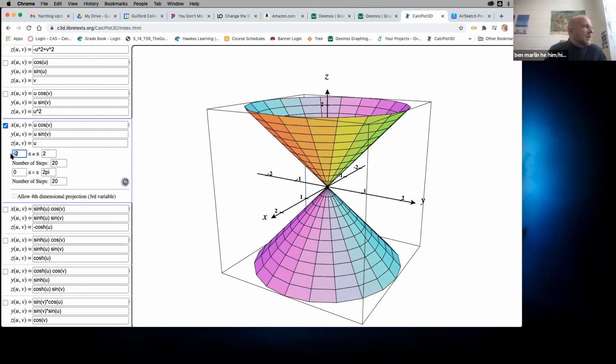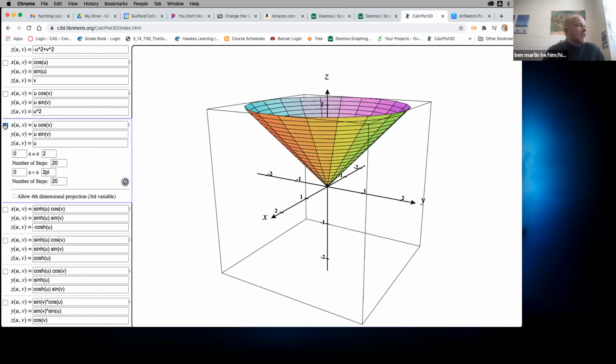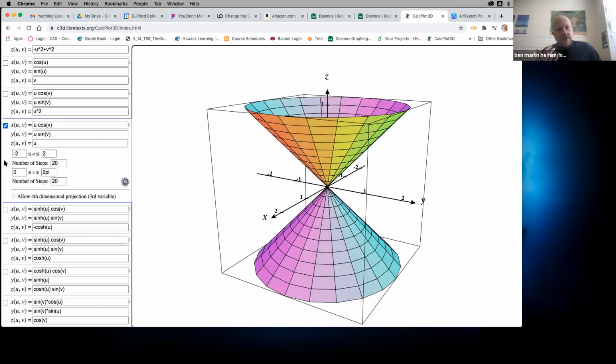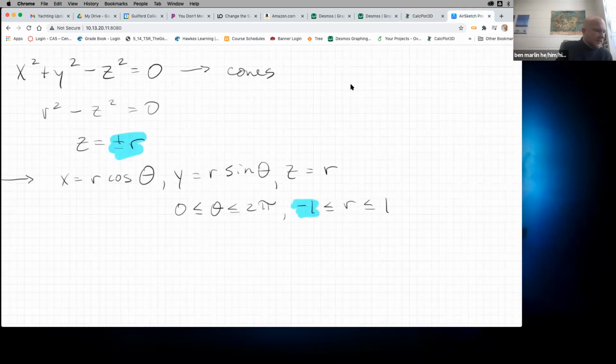So let me go ahead and take out the negatives, and you can see that if you have just positive values for u, you would get the top cone only, but when you get both positive and negative, you get the top and the bottom. Okay. All right.